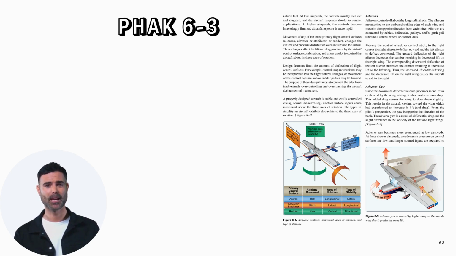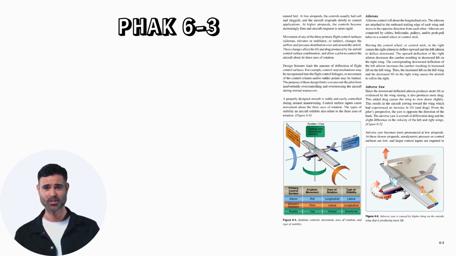Ailerons. Ailerons control roll about the longitudinal axis. The ailerons are attached to the outboard trailing edge of each wing and move in the opposite direction from each other. Ailerons are connected by cables, bell cranks, pulleys, and/or push-pull tubes to a control wheel or control stick. Moving the control wheel or control stick to the right causes the right aileron to deflect upward and the left aileron to deflect downward.